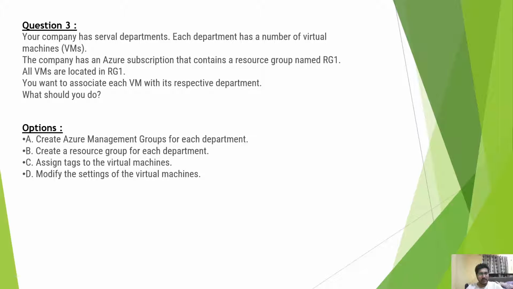The options are: create Azure management groups for each department, create a resource group for each department, assign tags to the virtual machines, and modify the settings of the virtual machines. Let us first understand that whatever we want to do is at a logical level, meaning I want to logically understand that a VM belongs to a specific department. So it has nothing to do with anything inside the VM or any property of the VM as such. You don't need to RDP into the VM and set some property there. That doesn't make any sense in this case, because you are doing a logical taxonomy.